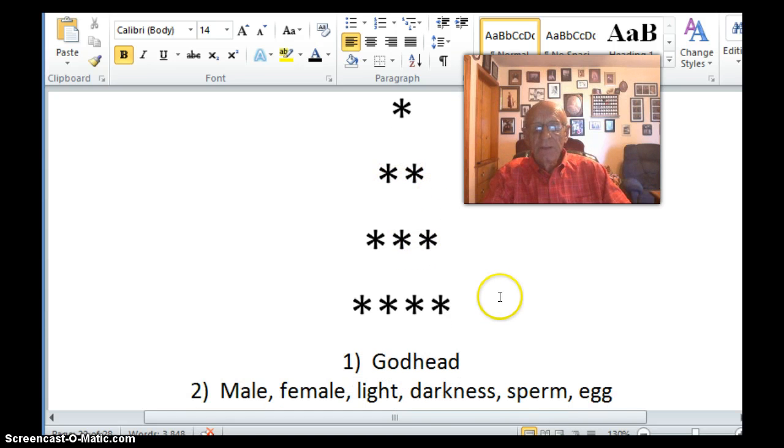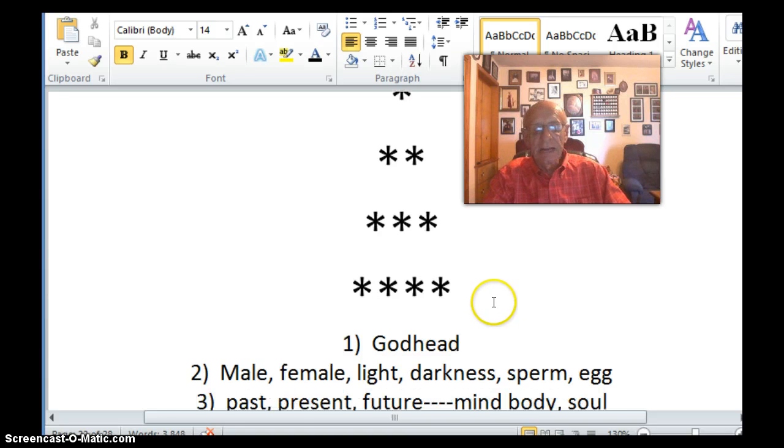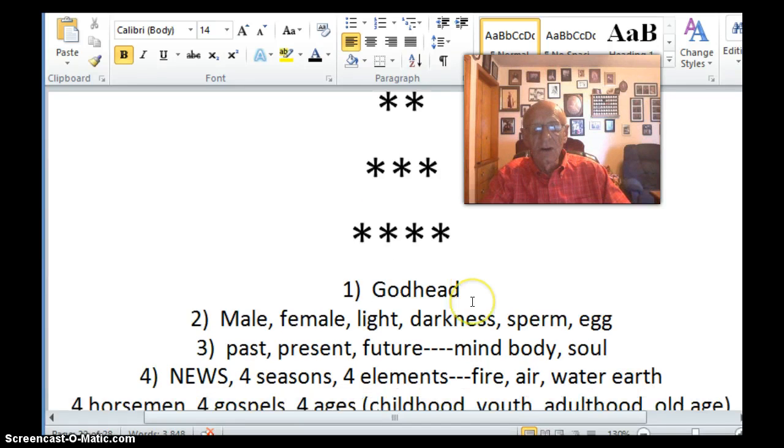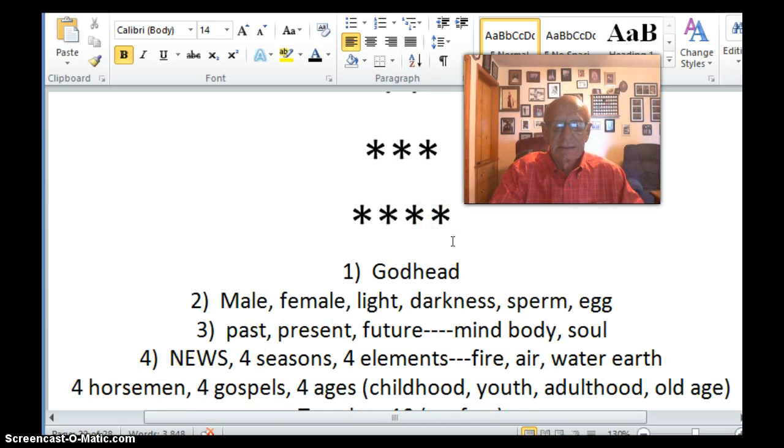Then we have 2. That could be male, female, light, darkness, sperm, egg, this type of thing. Then we have 3 across here. That represents the past, present, and future, or mind, body, and soul. And then the 4 across here, and this is what is interesting because we're talking about the power of 4. These 4 across here represent personality.